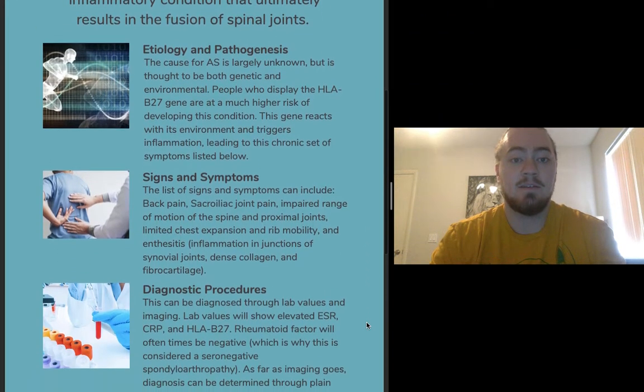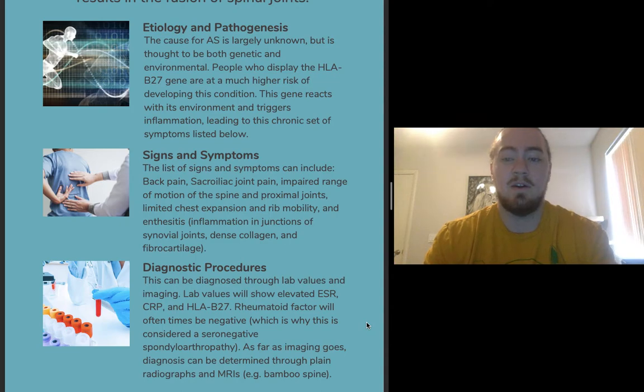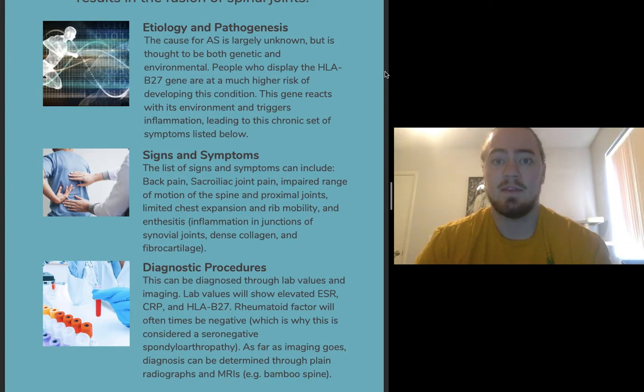So the etiology and pathogenesis is kind of unknown, but it's thought to be both genetic and environmental. People who display this certain HLA-B27 gene are at a much higher risk for this condition. So this gene is going to react with its environment to overproduce this thing called interleukin 17, which is a pro-inflammatory cytokine. So that's going to lead to more inflammation in your body, and that's going to lead to these chronic symptoms that we're going to see right here.